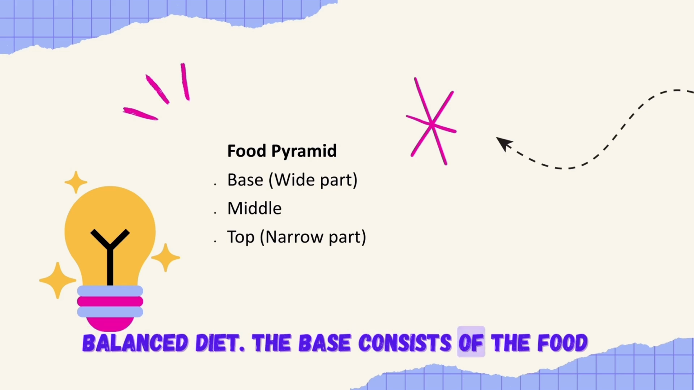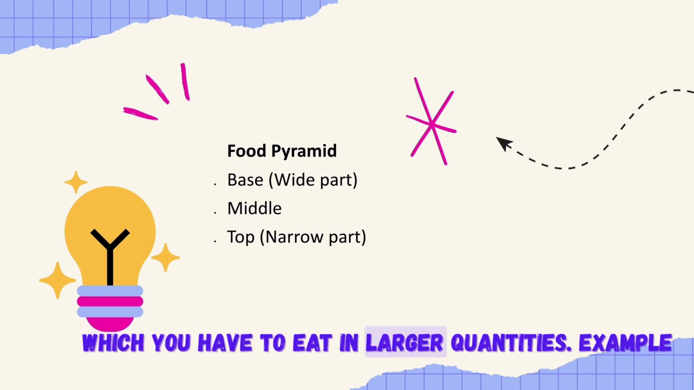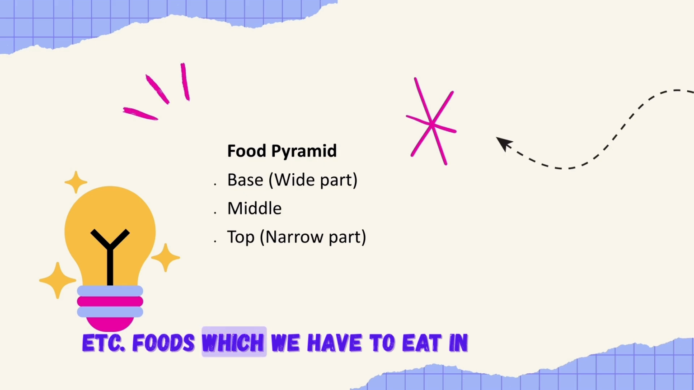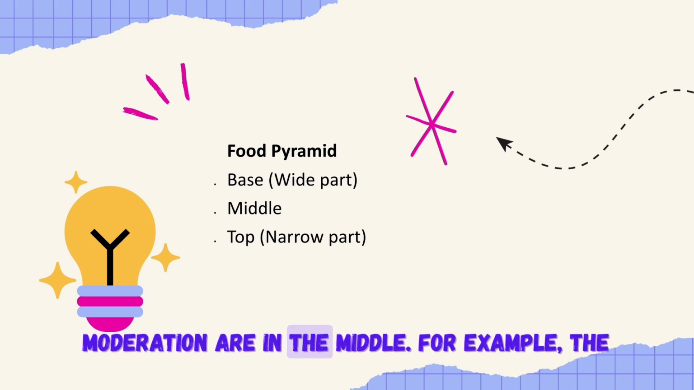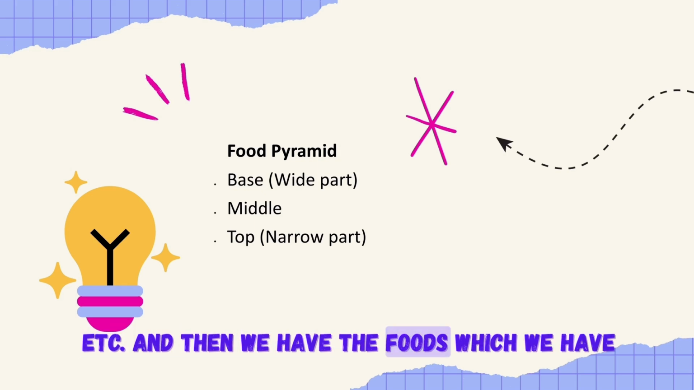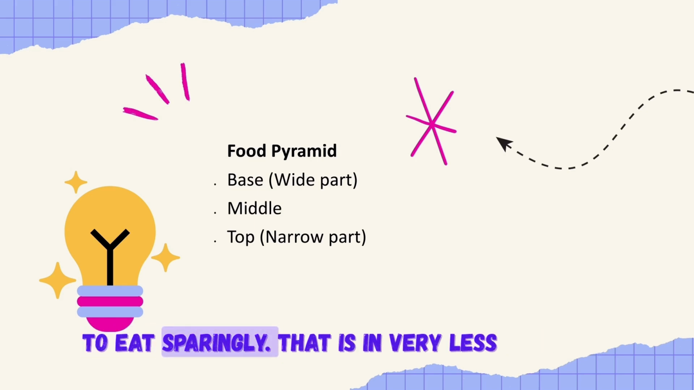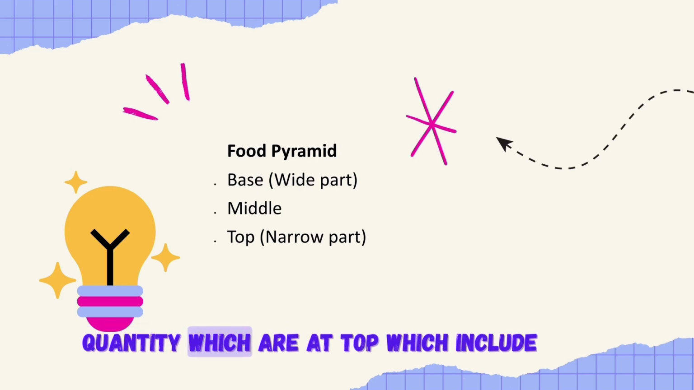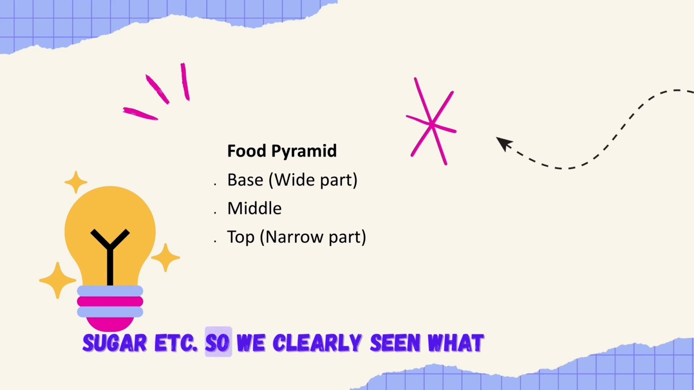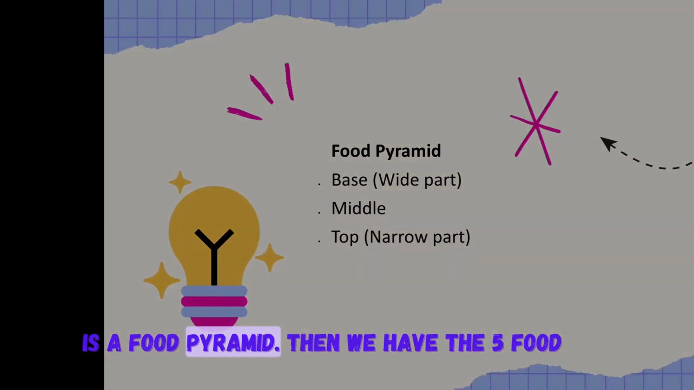The base consists of the food which you have to eat in larger quantities, for example the grains, cereals, fruits, vegetables, etc. Foods which we have to eat in moderation are in the middle, for example the dairy products, meat, nuts, legumes, etc. And then we have the foods which we have to eat sparingly, that is in very small quantity, which are at the top, which include the fats, oils, processed food, sugar, etc. So we have clearly seen what a food pyramid is.